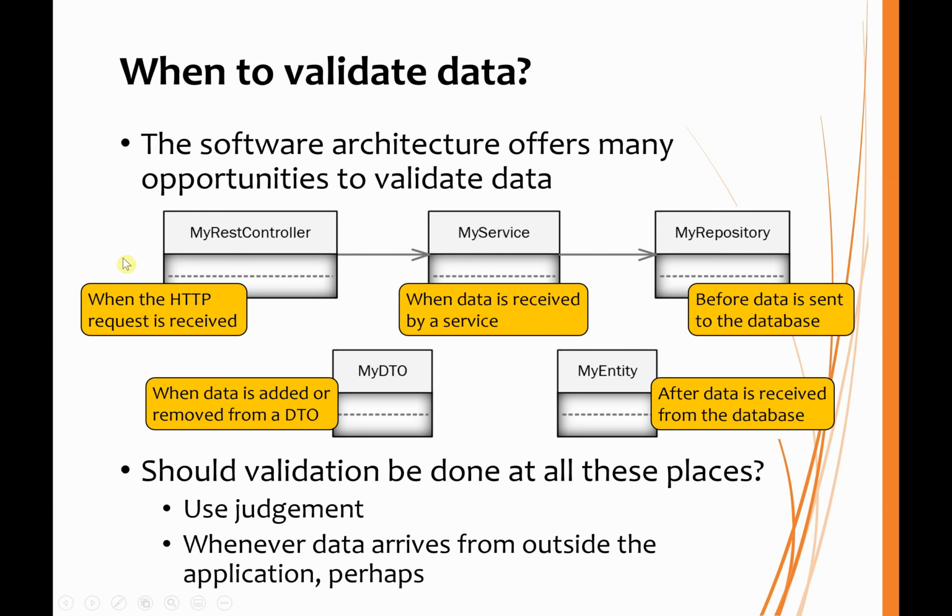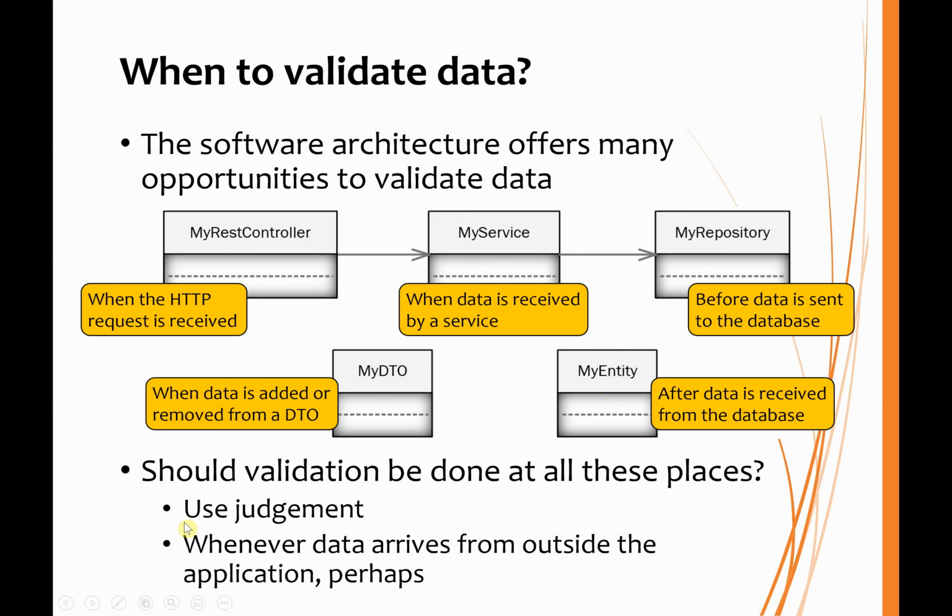For example, when some data is received via an HTTP request and we validate it and then pass it on to the service and the service validates it and then passes it on to the repository and the repository validates it, and when we get some data from the database and the entity validates that data and then the service builds a DTO and the DTO validates the data that's put into it, that might be considered a bit of overkill, just too much validation.